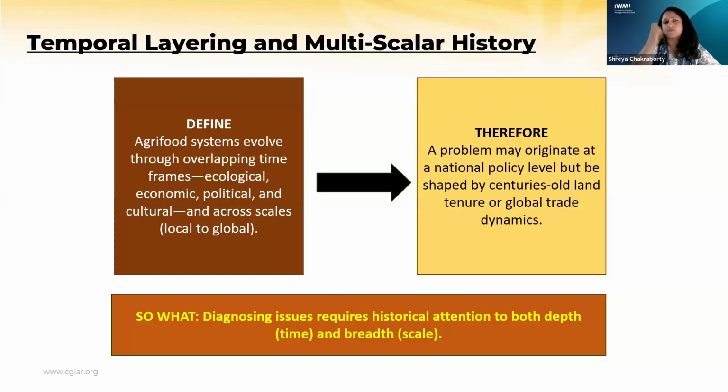And finally, there's a lot of temporal layering and multi-scalar history. So for instance, when you do historical analysis, you realize it's not just time, it's also scale that matters. So something that happens at a global scale can affect what's happening culturally today. Something that happened culturally in a very local space years ago can be affecting how the global economy is working today. So it requires historical attention to both time and scale.